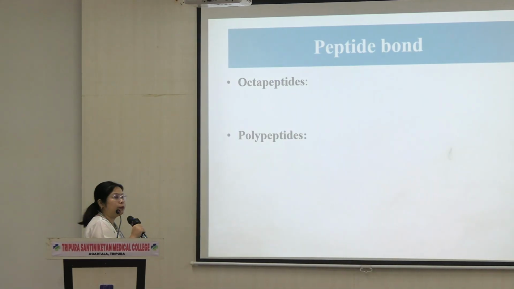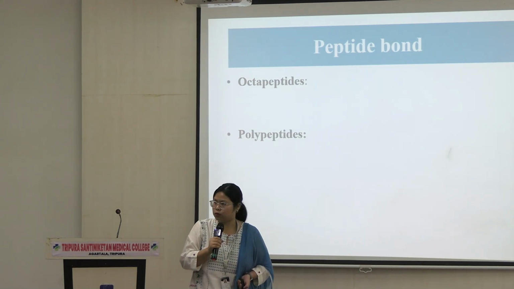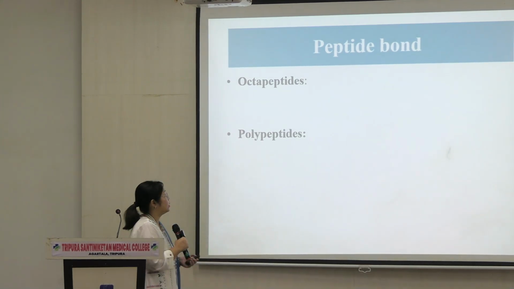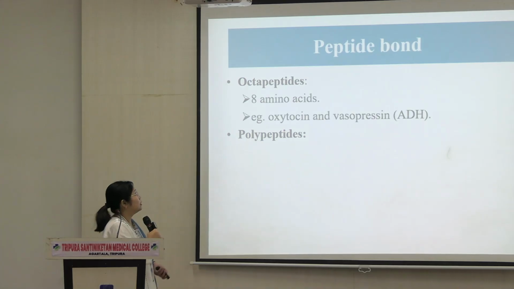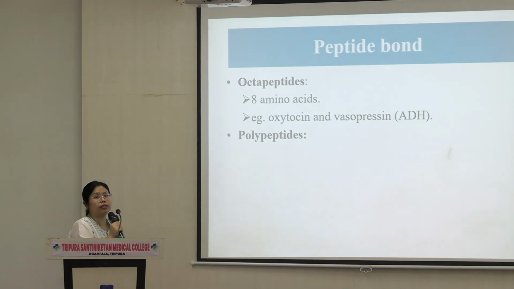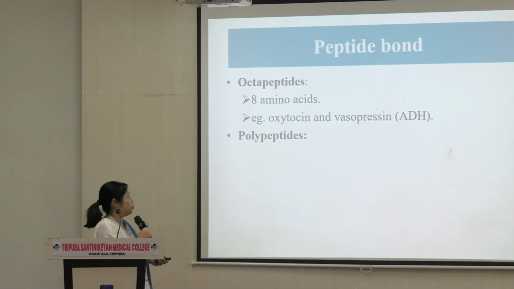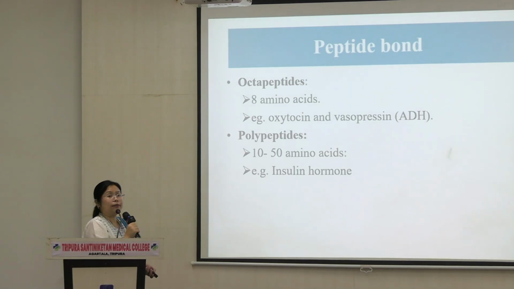Same way, what will be octopeptide? How many amino acids? 8 joined together by 7 peptide bonds, right? Like oxytocin and ADH, vasopressin. These are hormones. So now you know hormones are also proteins. Then we have polypeptides, meaning 10 to 50 amino acids when they are joined together. These are known as polypeptides. Example, insulin.